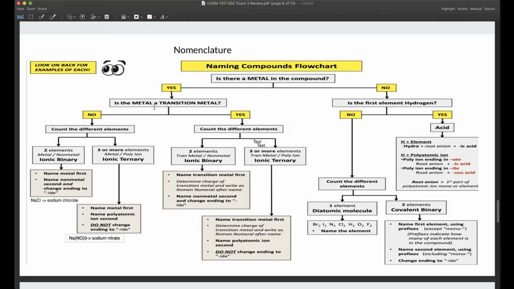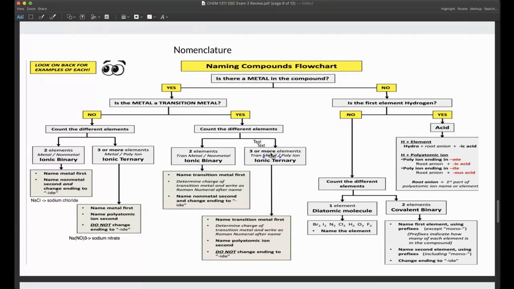Next, if the metal is a transition metal, we count the different elements. If there are 2 elements, a transition metal and a nonmetal, it's an ionic binary compound. What you do here is name the transition metal first, determine the charge of the transition metal and write it as a Roman numeral after the name, and then you name the nonmetal second and change the ending to "-ide".